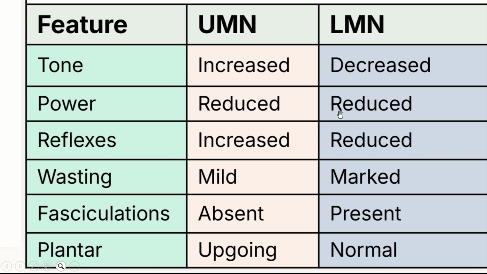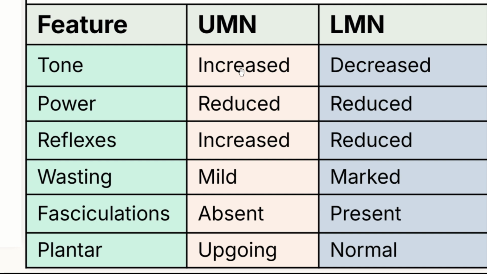So when you look at upper motor neuron lesions and lower motor neuron lesions in terms of tone, in upper motor neuron lesions we're going to have increased tone. That means when you try to check, the patient's going to be spastic or rigid, while in lower motor neuron lesions they're going to be flaccid. Then the power is going to be reduced in upper motor neuron lesions, and also reduced in lower motor neuron lesions. The reflexes are going to be increased in upper motor neuron lesions and reduced in lower motor neuron lesions.